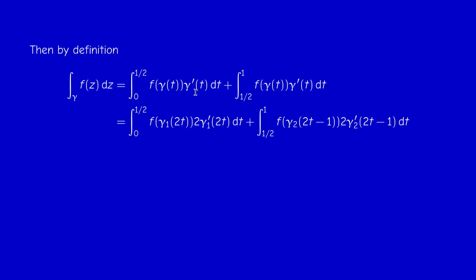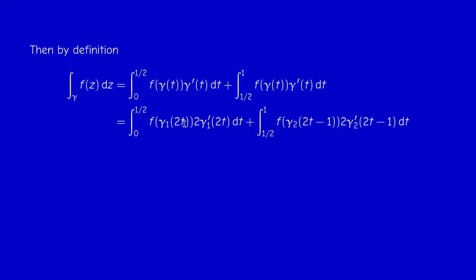And gamma prime is just, I have to multiply by the chain rule, gamma prime of t is gamma 1 prime of 2t times 2, right? By the chain rule. And if t is between 1/2 and 1, gamma of t equals gamma 2 of 2t minus 1. And the derivative, by the chain rule, gives me something similar, right?